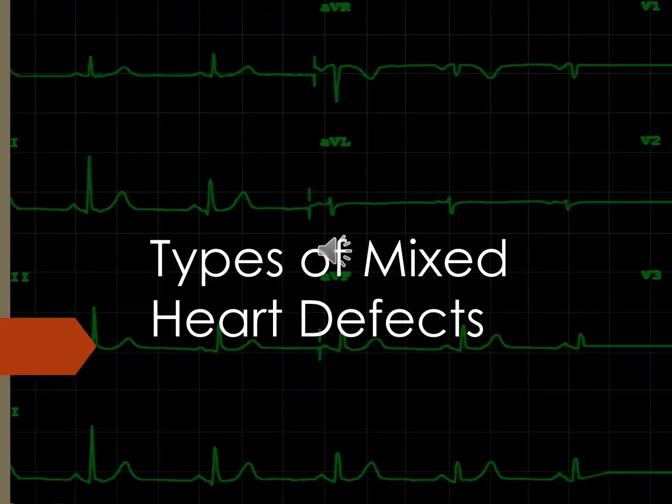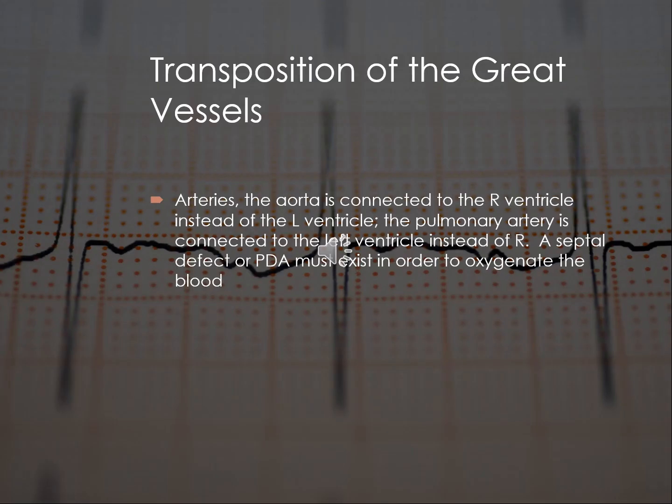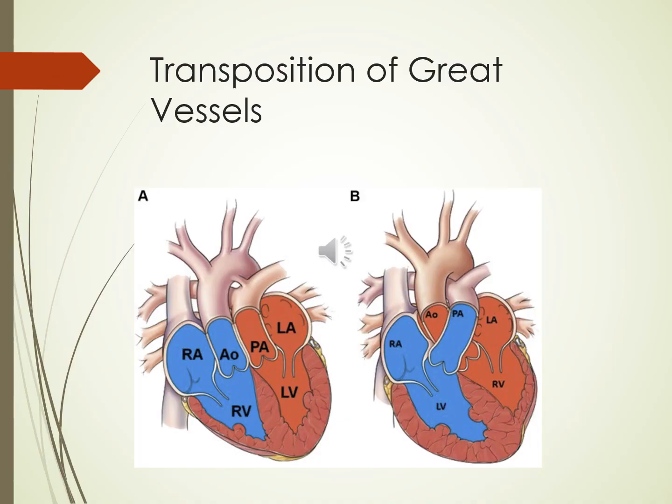Let's move on and talk about some types of mixed heart deficits. First, we are going to talk about transposition of the great vessels. This is when the aorta is connected to the right ventricle instead of the left ventricle, and the pulmonary artery is connected to the left ventricle instead of the right. There's a septal deficit or a patent ductus arteriosus, and those must exist in order to oxygenate the blood, right? If you don't have a way to get the oxygen in there, the person will not survive. All right, here's the diagram. Take a look at that.